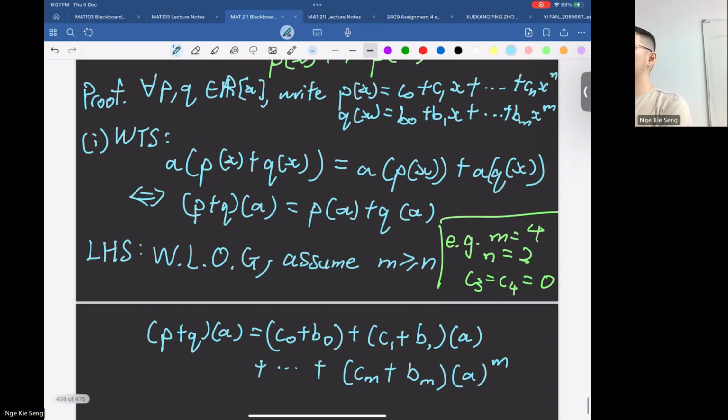Any question? 有问题吗? The issue here is we are worried that m and n, the powers, are different. So how to make them the same? You just add a bunch of 0 terms. Maybe one of them is 1 plus x plus x squared, and the other is 1 plus x. How do you make them the same degree? 1 plus x plus 0 times x squared. Why? Because we want to have a collective way to talk about these coefficients.